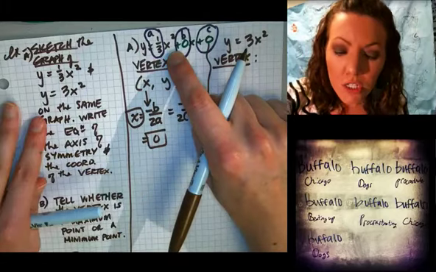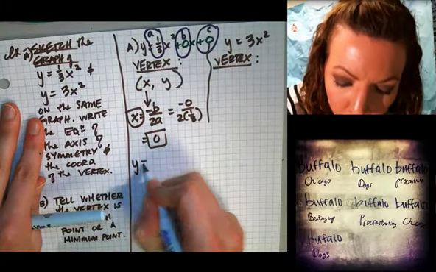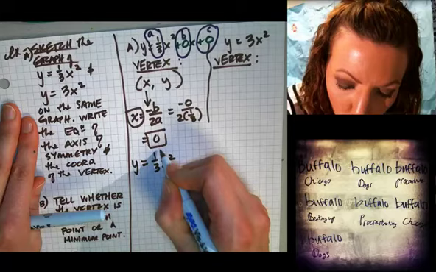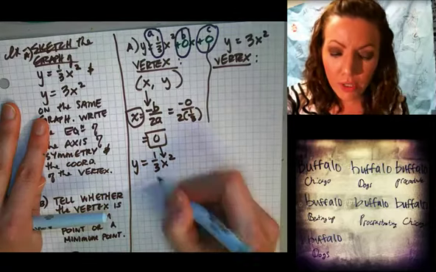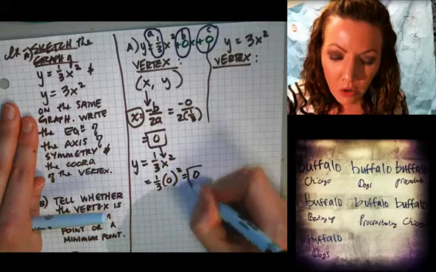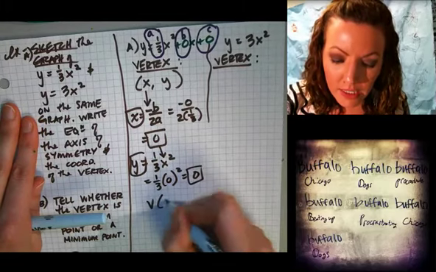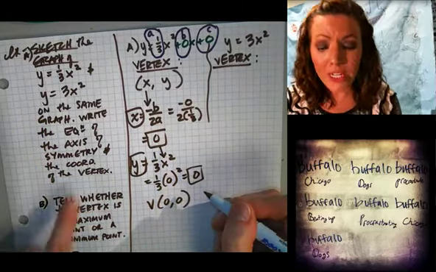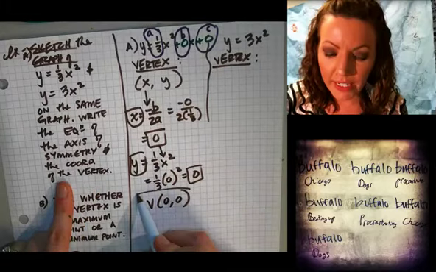Plug it in, right. So to get the y-coordinate, 1/3 x squared is our function. We're going to take the x that we just found and plug it in. So 1/3 times 0 squared is 0. All right, so our vertex is at 0, 0. Okay, so we just found one of the things that we were supposed to be finding.